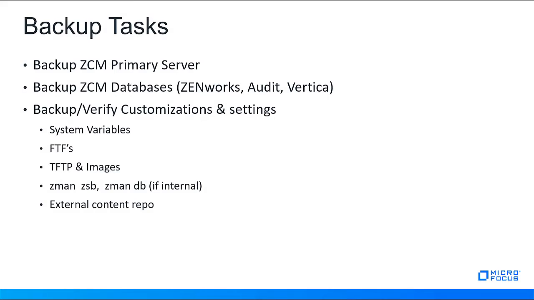Some of the backup tasks: backup the ZCM primary server, backup the ZCM database, ZenWorks audit, and then when you get to 2020, don't forget the Vertica database if you have it deployed. Backup and verify customizations and settings, system variables, FTFs, TFTP, and images. You can do some of that with the zman command ZSB and zman command DB if you have an internal database. External content repo, and then of course back up your databases if they're external.